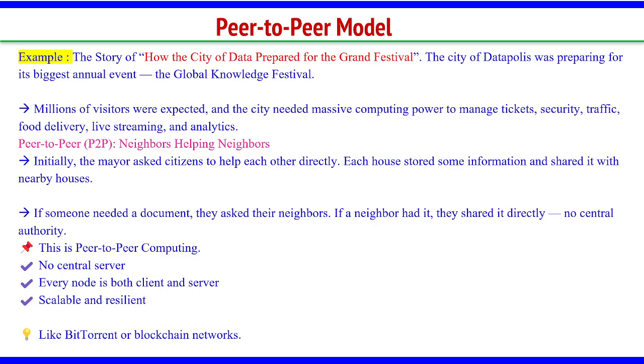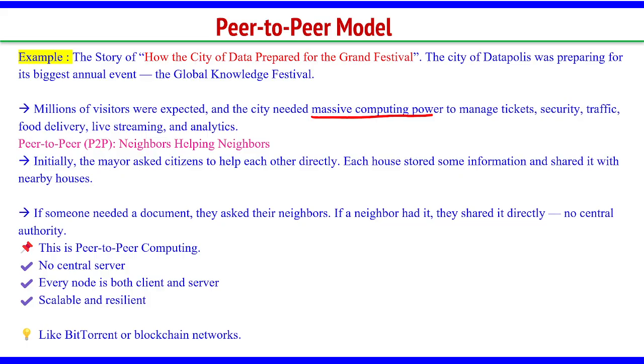So, let us talk about the peer-to-peer model. We will understand these models with a simple example, a small story or a small problem, I would say. How the city of data prepared for the grand festival. The city of Datapolis was preparing for a big annual event, the Global Knowledge Festival. Millions of visitors were expected. The city needed massive computing power to manage the tickets, the security, the traffic, food delivery, live streaming, analytics, a lot of stuff, because they are organizing a grand festival, the Global Knowledge Festival.